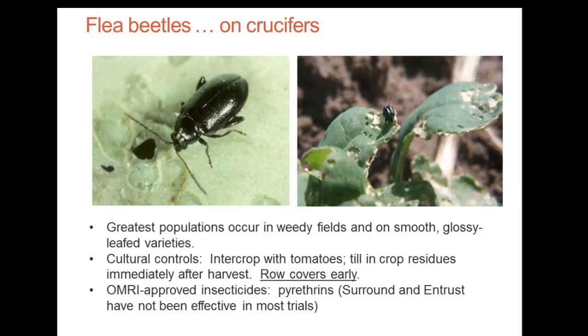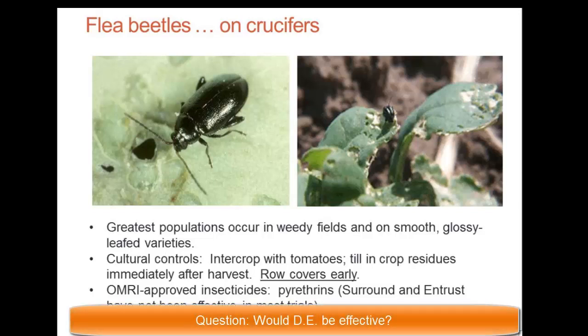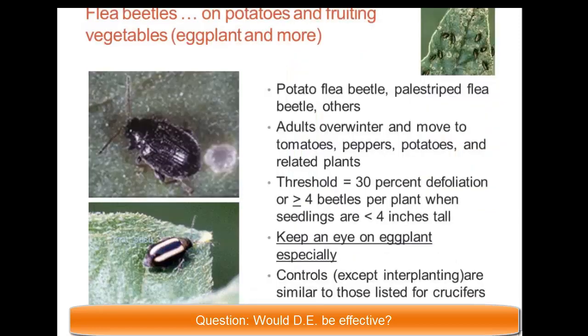What you're doing is saying, if I leave this plant out here, all the insects that are on it get to continue to eat for as long as they want and produce and lay more eggs and produce a greater population next time. So when you're done with a crop, till it in for reasons of insect and disease management both. Row covers applied early will help as long as you get them on before the beetles are in there. Pyrethrins are generally the most effective as far as the OMRI insecticides go. Surround and Entrust get a few positive reports, but not too many.